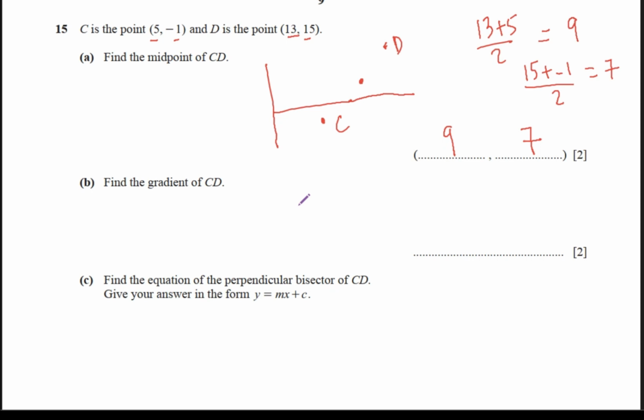Find the gradient of CD. Well, we said m is just the second y-coordinate minus the first y-coordinate divided by the second x-coordinate minus the first x-coordinate.